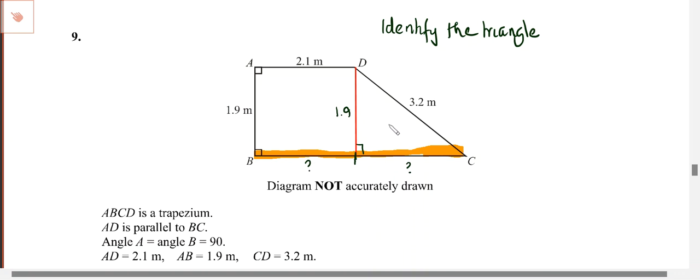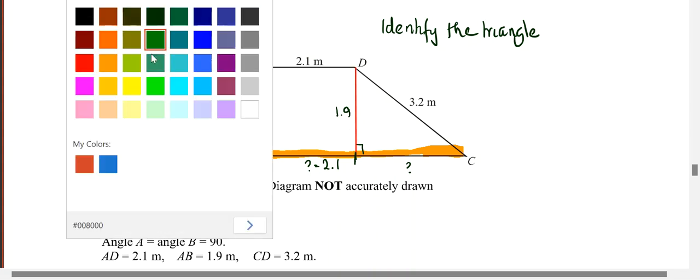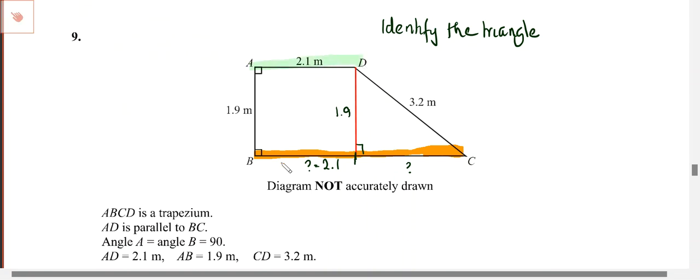Now, this part, however, is not part of the triangle. But do I know this length? This bit? What is it? That's just 2.1. How do you know that? Yeah, it's parallel to the other one, it is a rectangle. We've got 90 degrees there. So this side here and this side here are the same length. I also know that this side and this side are the same length, hence I knew that that was 1.9.